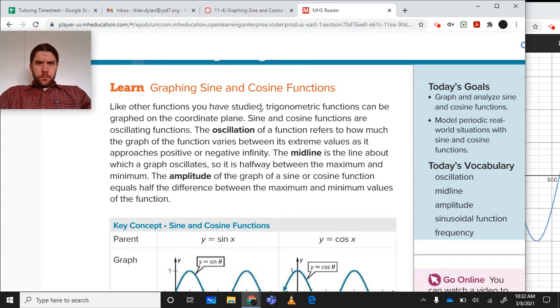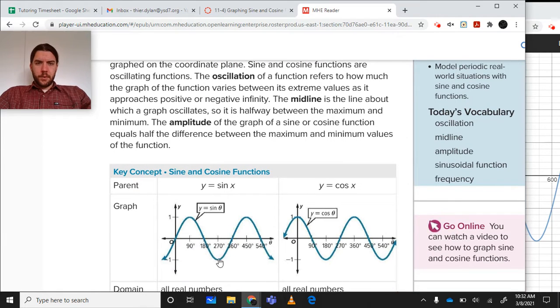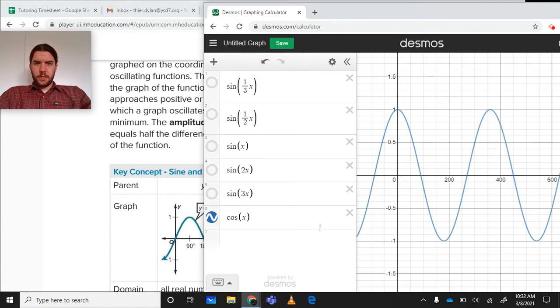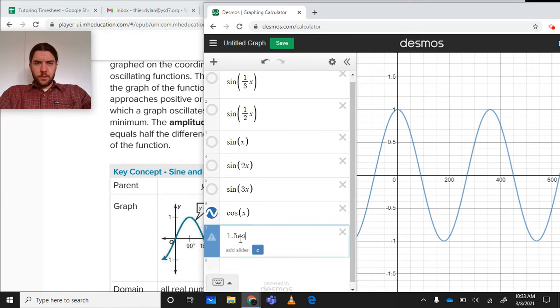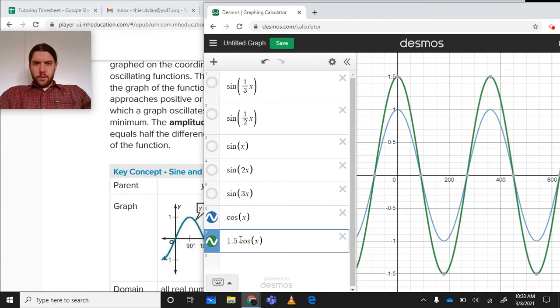Like other functions you have studied, trigonometric functions can be graphed on the coordinate plane. Sine and cosine functions are oscillating functions, right? That means they go up and down and up and down. The oscillation of a function refers to how much the graph of the function varies between its extreme values as it approaches positive or negative infinity. So if I have cosine of x versus, let's say, 1.5 cosine of x, this 1.5 cosine x is oscillating more. It's got a greater amount of oscillation, the distance from the top to the bottom.